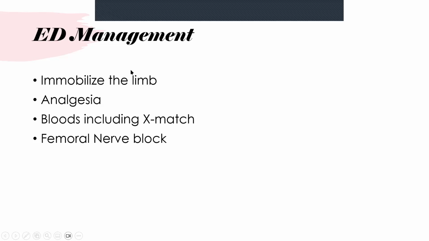So, like I say, immobilize the limb, give analgesia, get bloods, including the cross match, just to make sure that if the patient does need blood, then you have that ready to go. And a femoral nerve block as well, which we're going to talk about now.